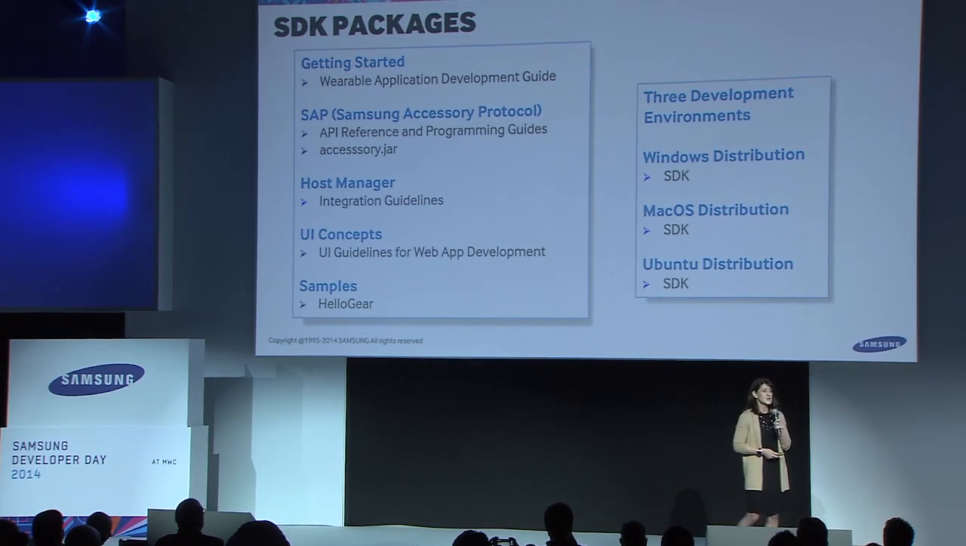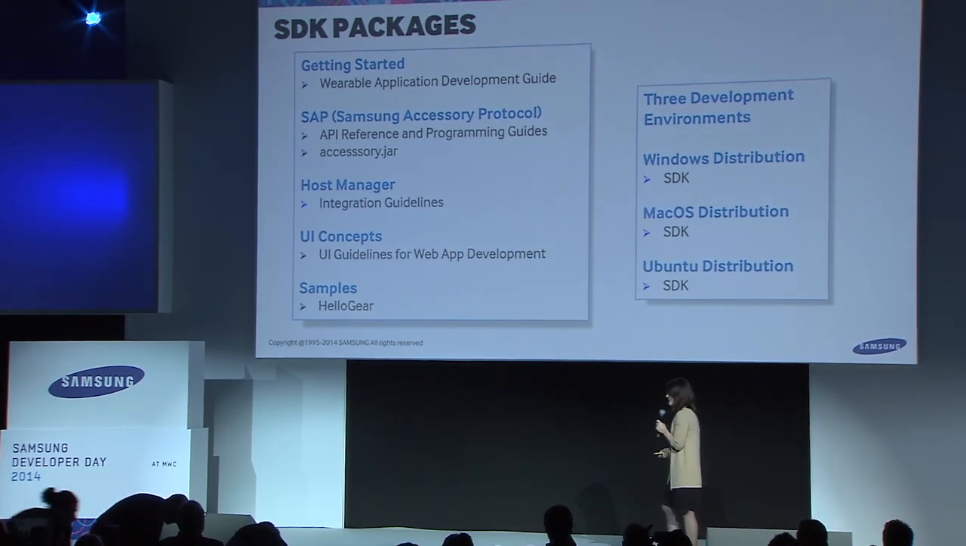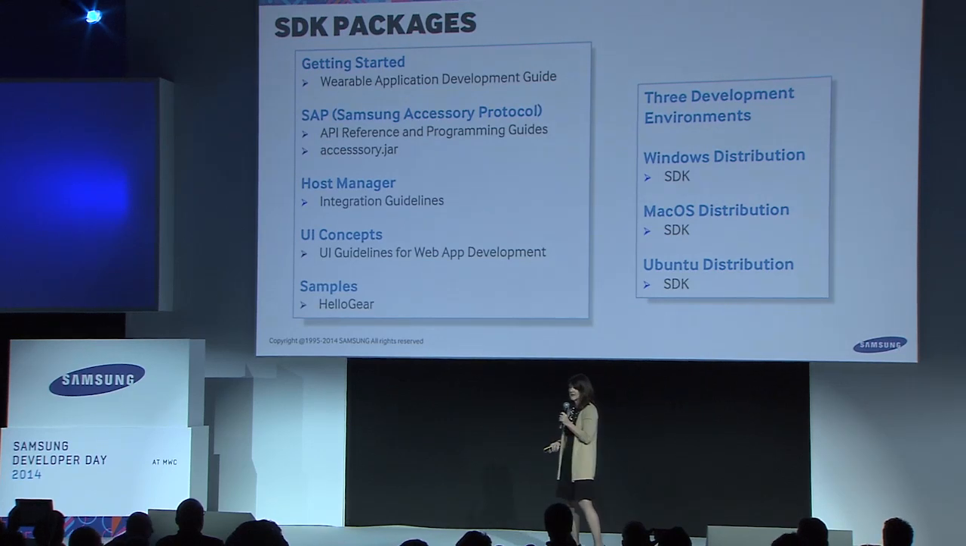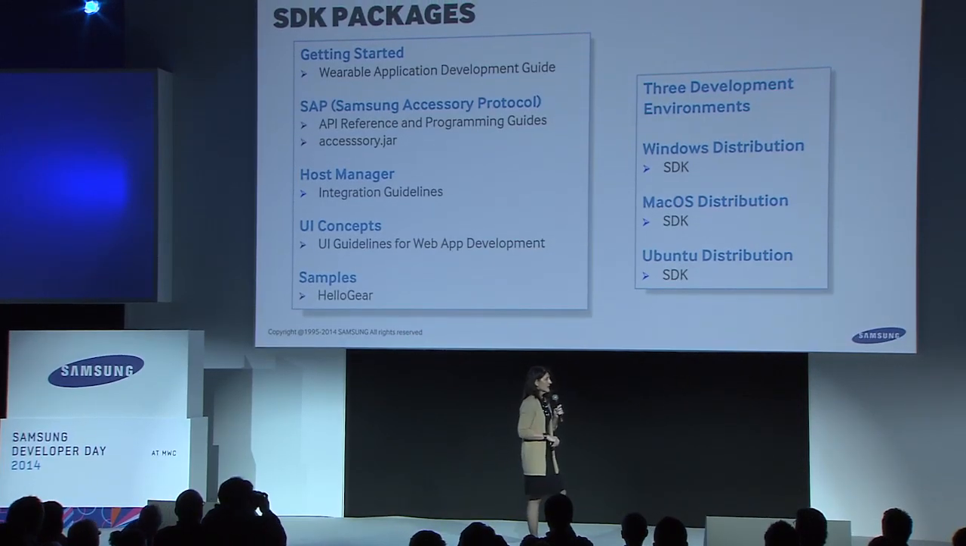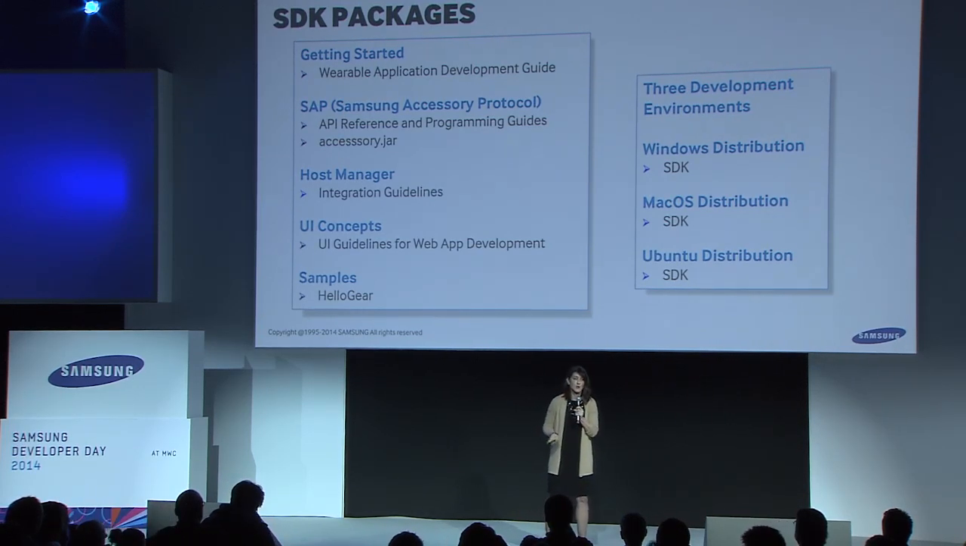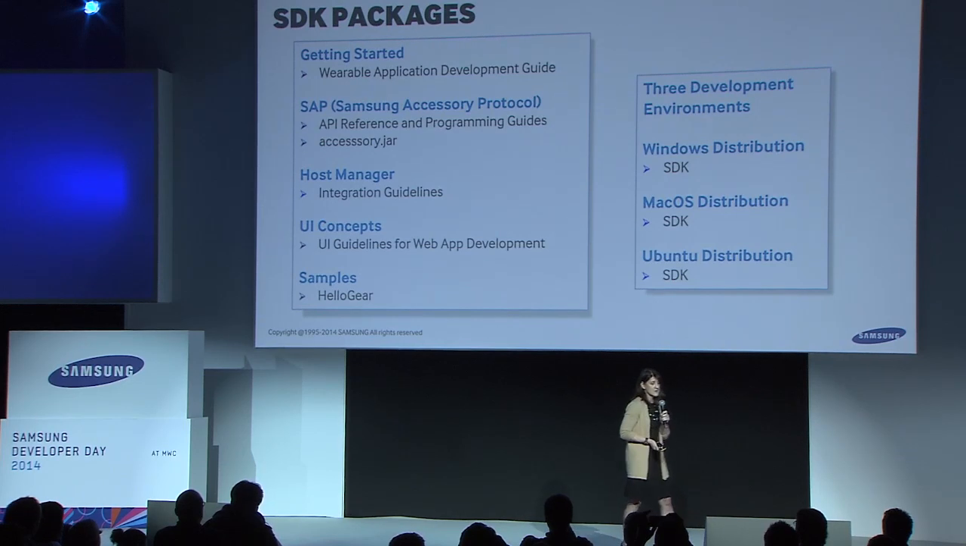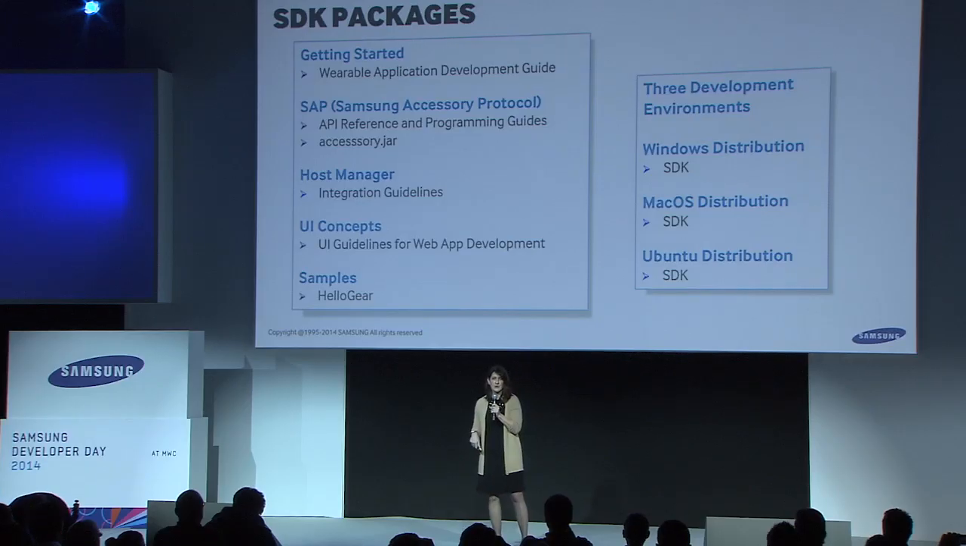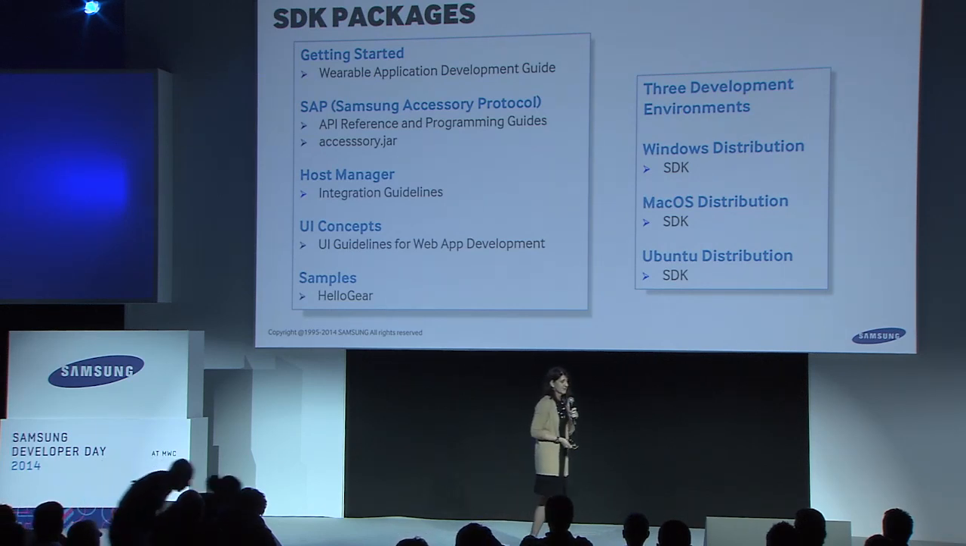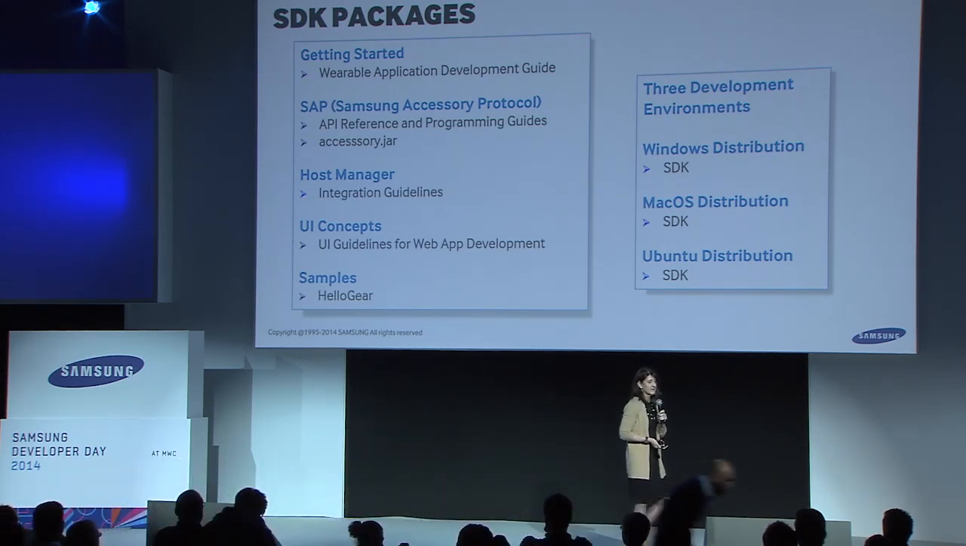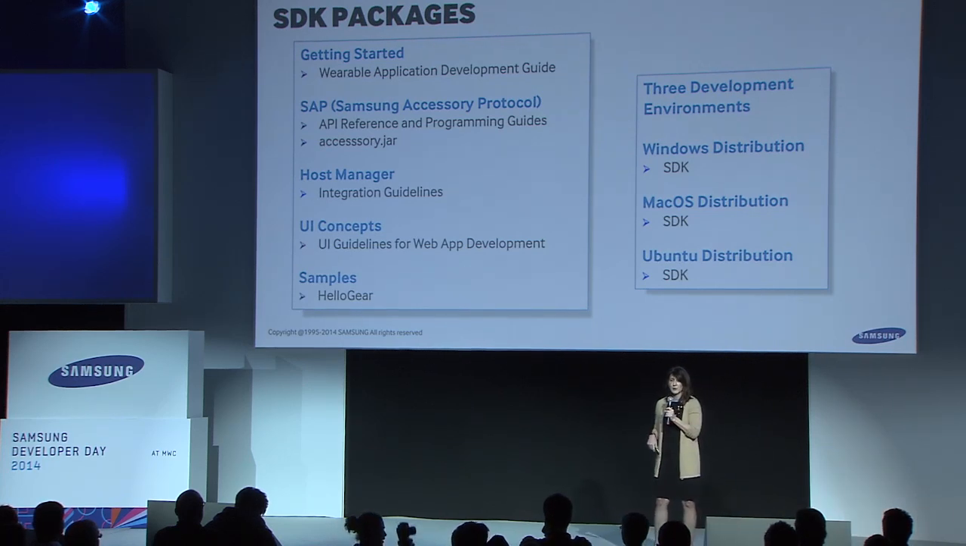So when you get the SDK, this is what you will get. There is a Getting Started guide in there that walks you through how to create Hello Gear. There is a sample for Hello Gear in the SDK. There's this component called SAP, Samsung Accessory Protocol. That's the communication piece between your phone and your watch. There's an API reference, and there's a developer guide, plus the library that you'll need to develop the app. There's this thing called Host or Gear Manager. As a third-party developer, you can integrate your app into the Gear Manager. There's a UI design guideline. And then there are 3 development environments. So there's support for Windows, there's support for Mac OS, and there's support for Ubuntu.